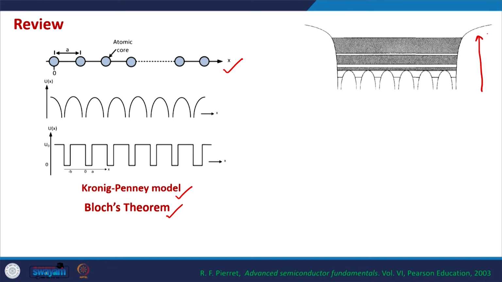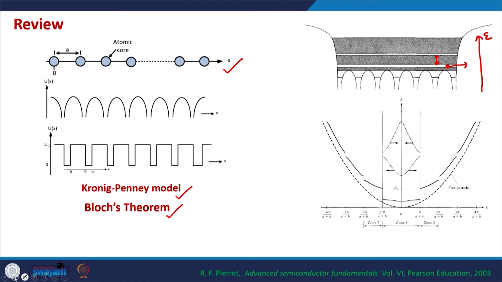So, this is the energy axis, and electrons can occupy certain energy ranges, and there are certain ranges which the electrons cannot occupy. So, the allowed electronic energy states are known as the energy bands, and the disallowed energy range is known as the band gap. And this is what we deduced from our mathematical and graphical analysis of the solution of KP model basically.